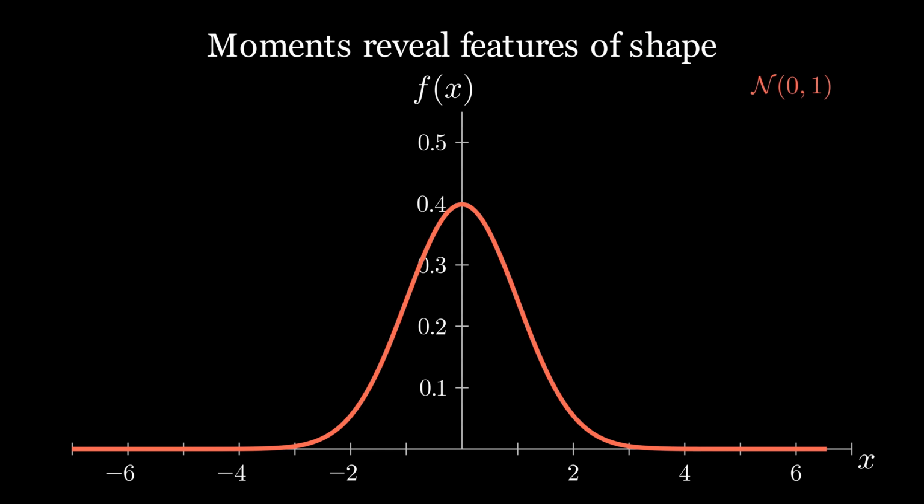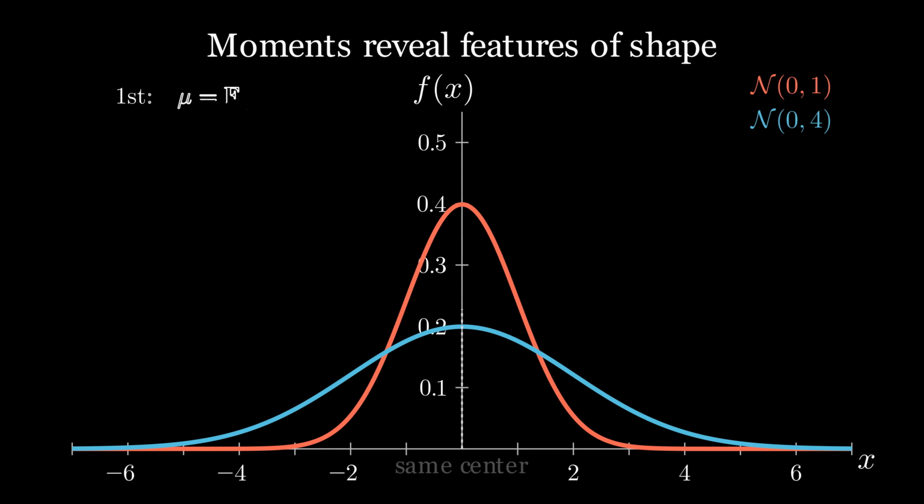The moments of a distribution tell us something useful about the shape of a distribution. For example, the first moment is the mean, and it tells us something about the location, something about the center of the distribution, the center of mass, we might say. These two normal distributions both have mean 0, so they're both centered at the same point, 0.